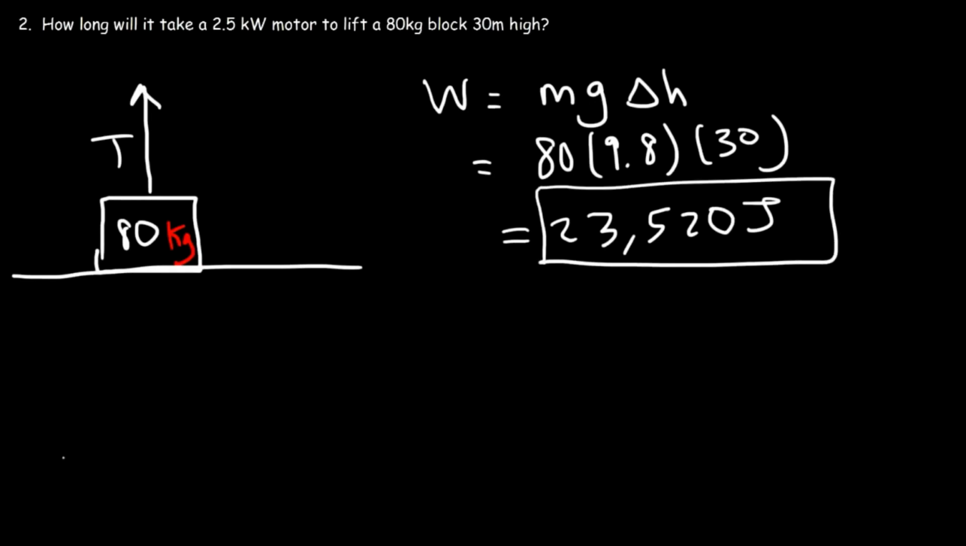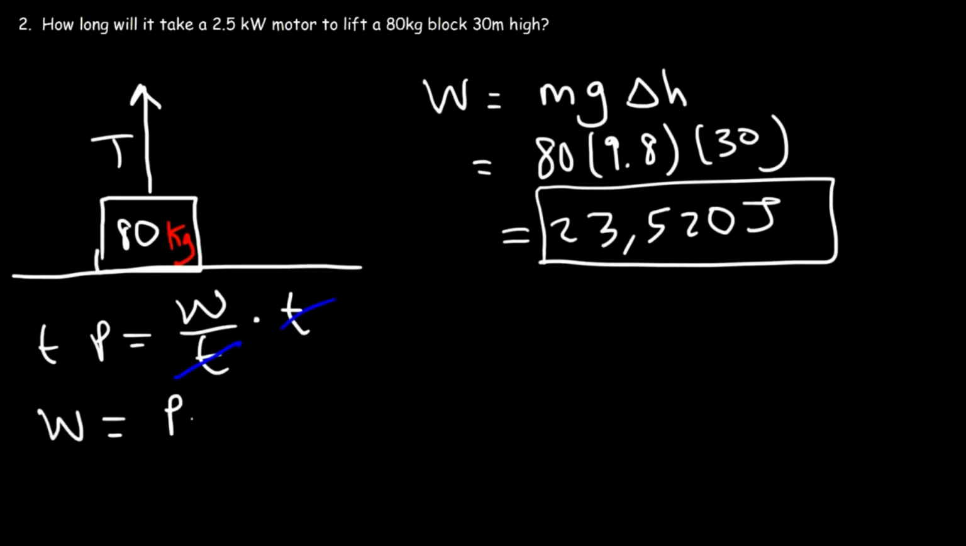Now we know that power is work divided by time. Let's solve for t. Let's multiply both sides by t, so work is equal to power multiplied by time. Now let's divide both sides by power. So the time required is equal to the work divided by the power.